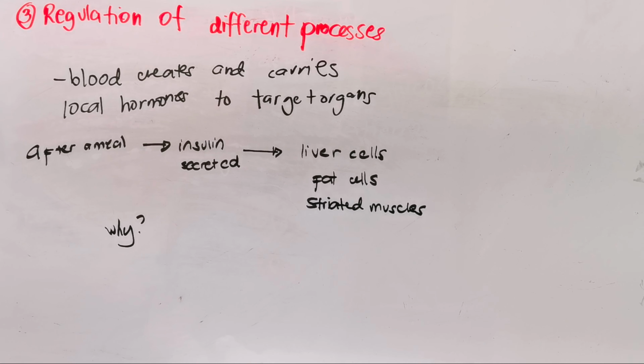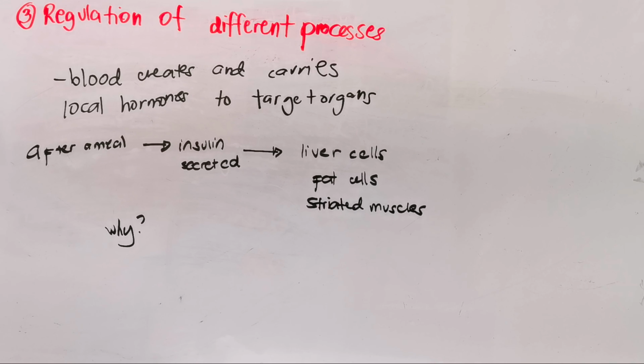So, blood creates and carries local hormones to target organs. Example, after a meal, insulin is secreted in our bloodstream. Then, ang insulin ay nasesecrete siya sa beta cells of our pancreas. So, from the pancreas, paano siya makakapunta kay liver, kay fat cells, at striated muscles? Makakapunta siya sa pamamagitan ng blood. So, yung blood yung nagdadala sa kanya kay liver cells, kay fat cells, and kay striated muscles.